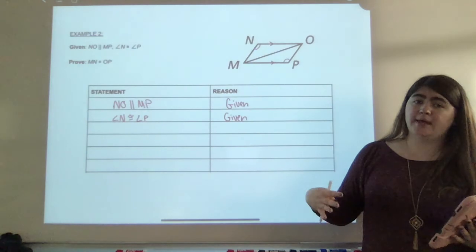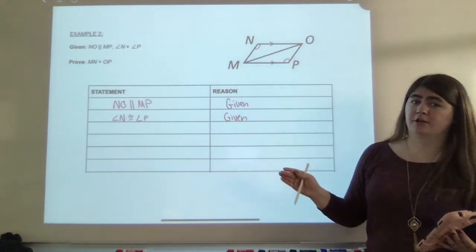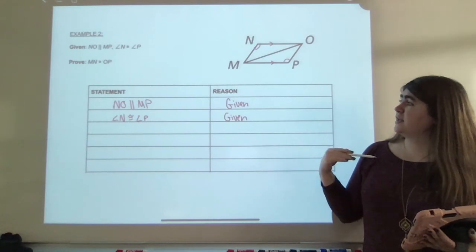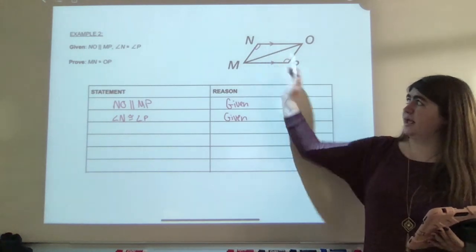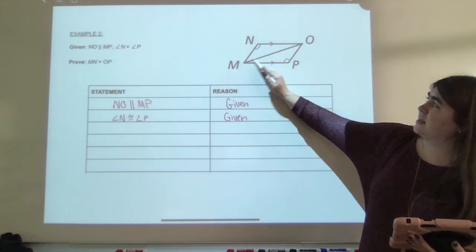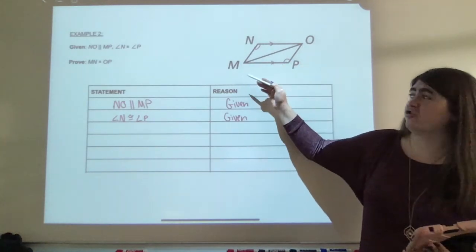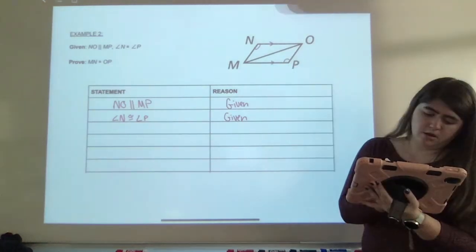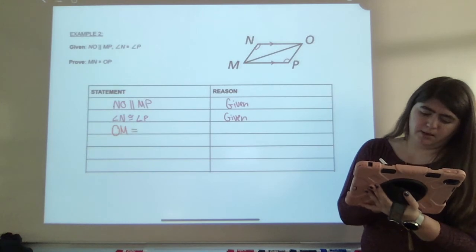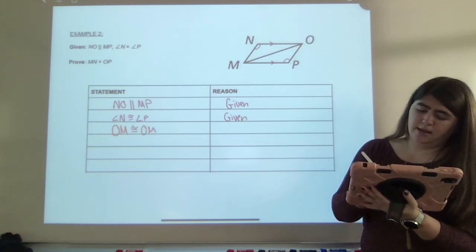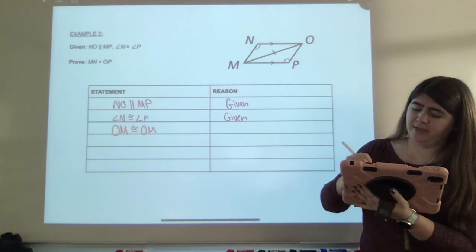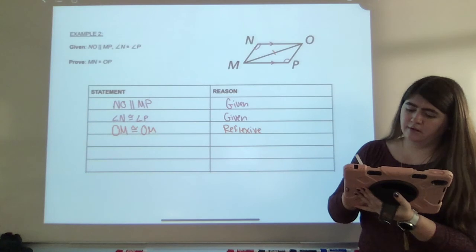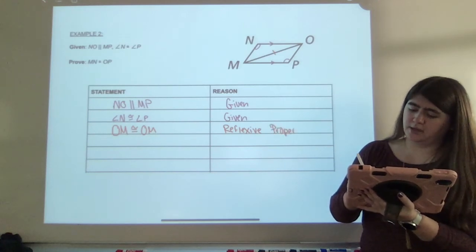In order to do that, I need to show that these two triangles are congruent. So if I'm trying to show these triangles are congruent, the things that I see right away, other than that angle that's already marked, I know that this side is in both triangles. So I'm going to go ahead and point that one out. So I have OM is congruent to OM, and I know that by the reflexive property, which says that something is congruent to itself. The reflexive property.